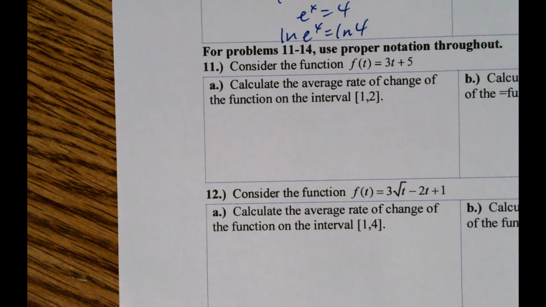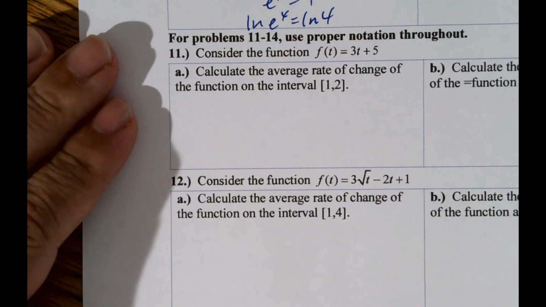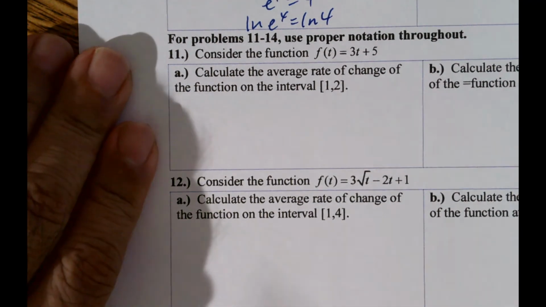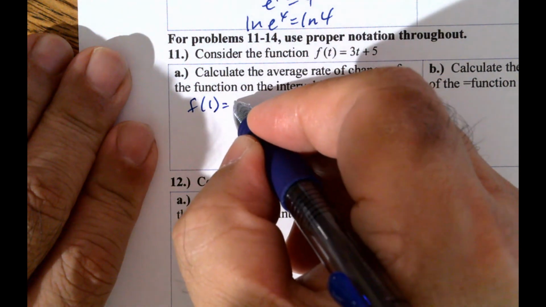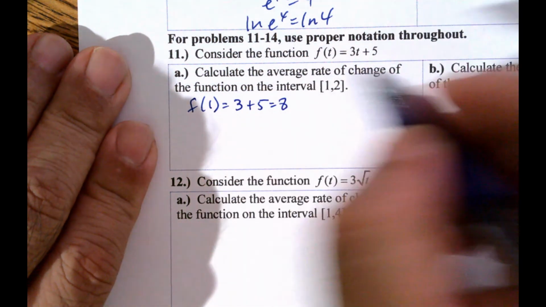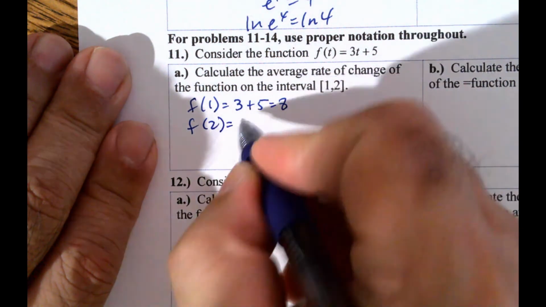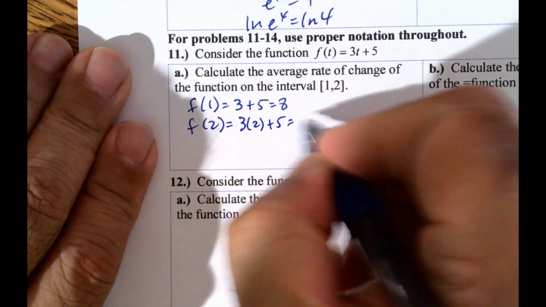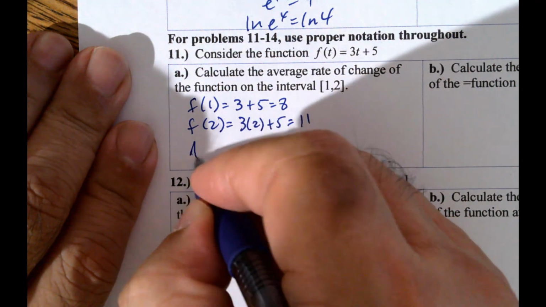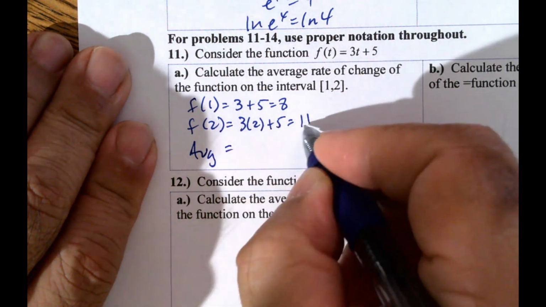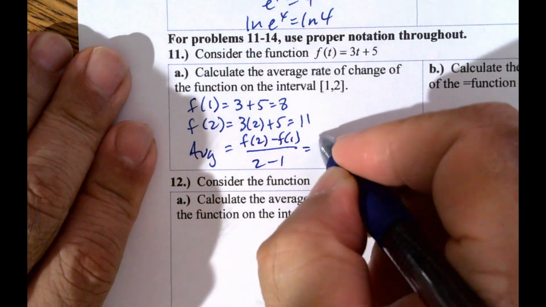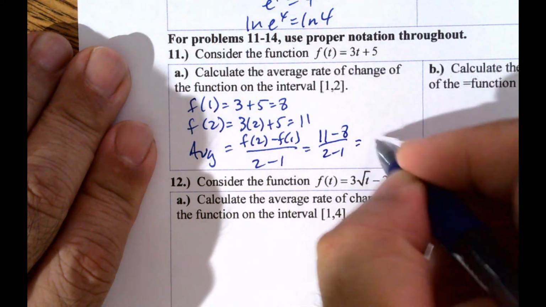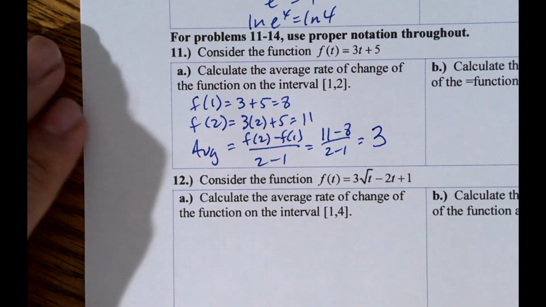Moving on. Let's go on to 11. Calculate the average rate of change of the function on the interval 1 to 2. That means we just have to find f of 1, which is 3 plus 5, which is 8, and f of 2, which is 3 times 2 plus 5, which is 11. So the average rate of change is f of 2 minus f of 1 over 2 minus 1, which is 11 minus 8 over 2 minus 1, which is 3. That's it.